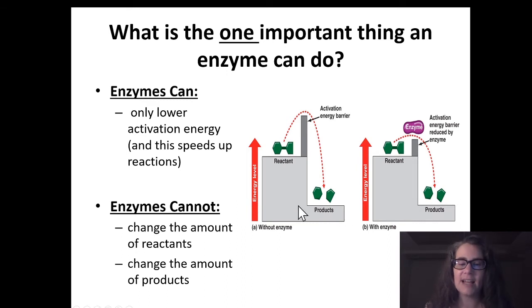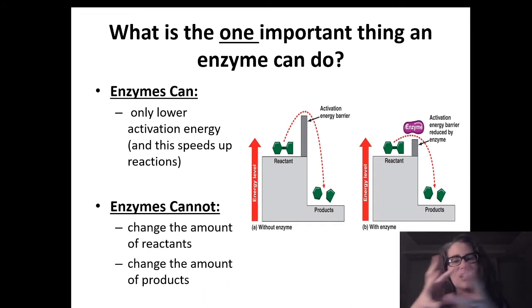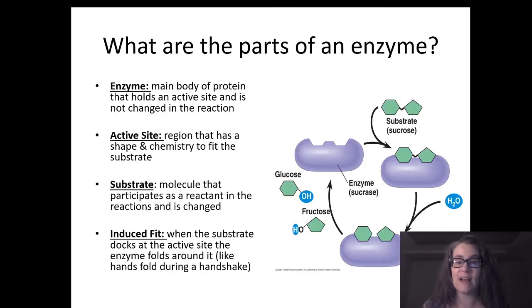Enzymes cannot, I hope you notice, change the amount of reactants, because that's what you're coming into the body with, or coming into a reaction with. That's going to be external forces typically that are providing those reactants. So enzymes don't change the amount of reactants, and then they really can't change the products, because that's based on how much of the reactant you have. So all enzymes can do is lower that activation energy and then make a reaction go faster.